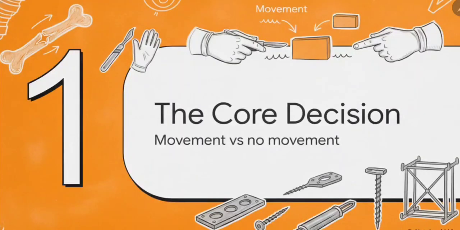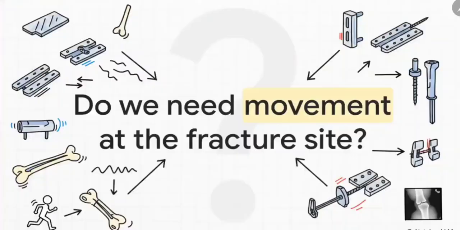Starting with step 1, the core fixation decision. Before a surgeon even asks for a scalpel, they absolutely have to address this ultimate biological fork in the road. And it all boils down to one simple question. Do we need movement or no movement at the fracture site? Answering this single query literally dictates the entire surgical approach, leaving us with only two possible paths to go down.